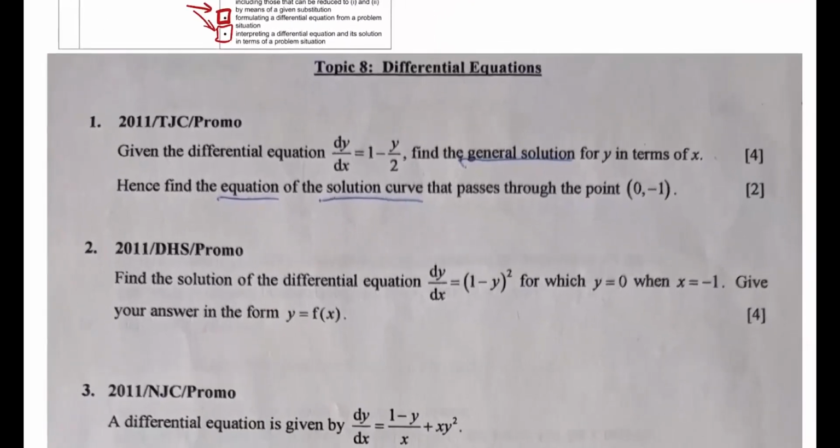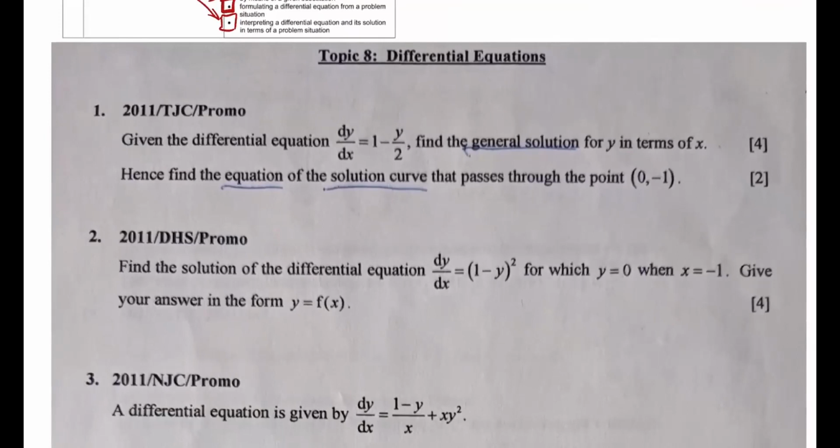Okay, let's begin. Question 1: given the differential equation dy by dx equal to 1 minus y over 2, find the general solution for y in terms of x. Hence, find the equation of the solution curve that passes through the point (0, -1). So this is what we call the initial condition. You just need to sub in x equals 0 and y equals -1 at the end.